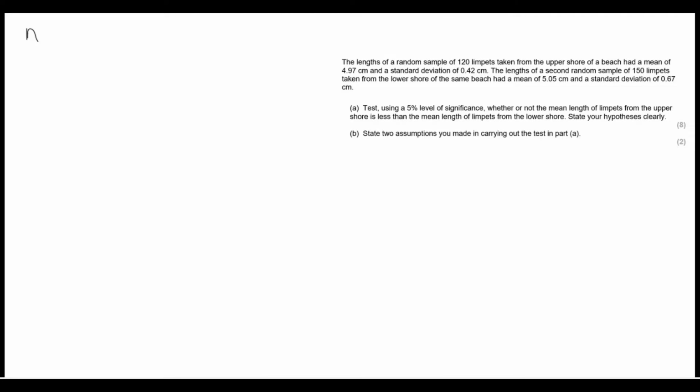So the sample size for the limpets at the top, or the upper shore, is 120. Their mean is 4.97 and their standard deviation 0.42. Sample size for the lower shore, 150. Mean that we were given, 5.05. And the standard deviation that we were given, 0.67. Let's start by setting up our hypothesis.